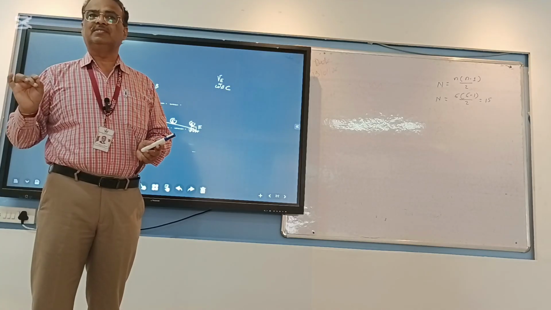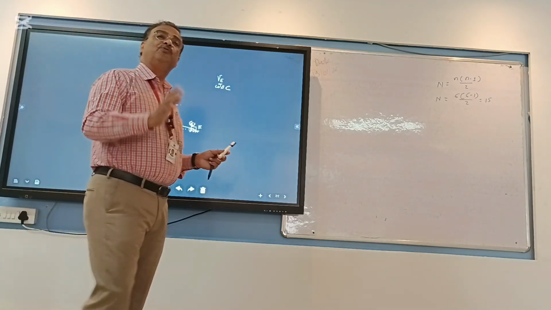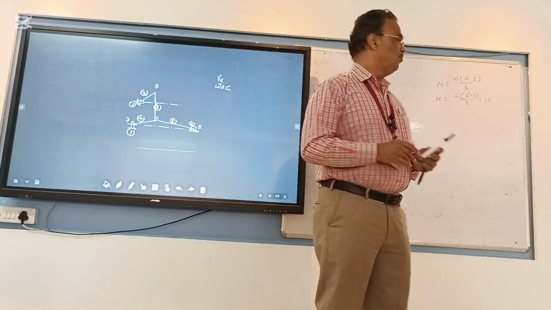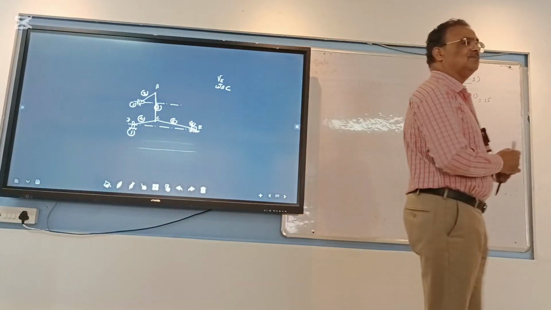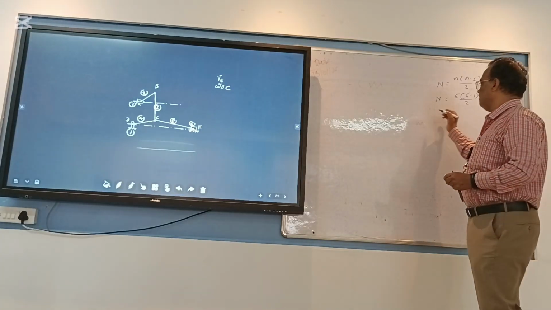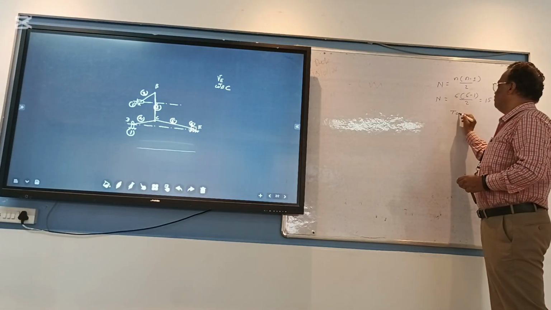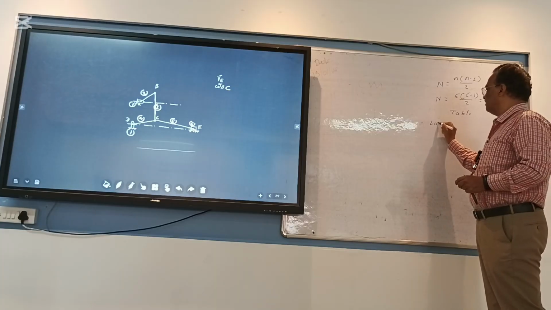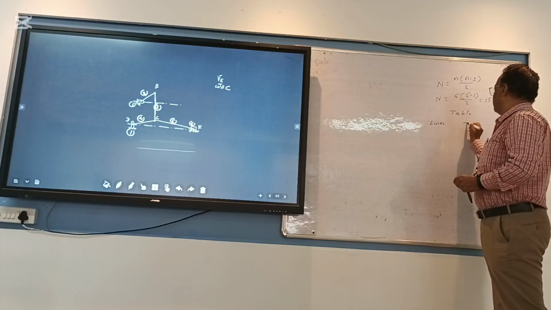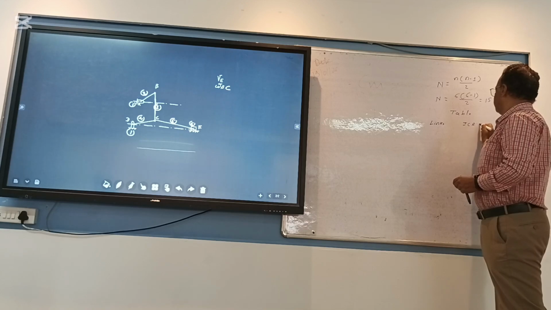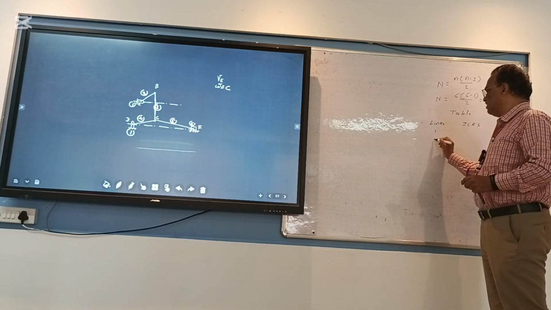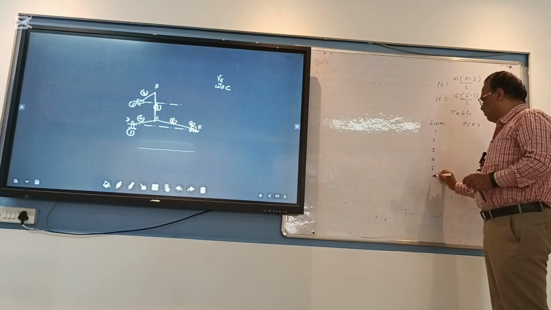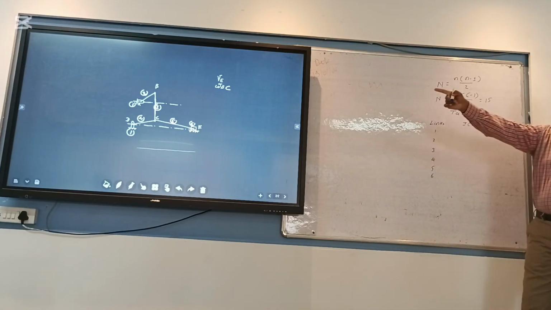Yes or no? Yes. So what will we do? We will follow our steps, what we have learned for the 4-bar mechanism. After calculating this, what is the next step? You have to make the table, with links and ICRs. How many links? 1, 2, 3, 4, 5, 6. 6 links are already noted there.